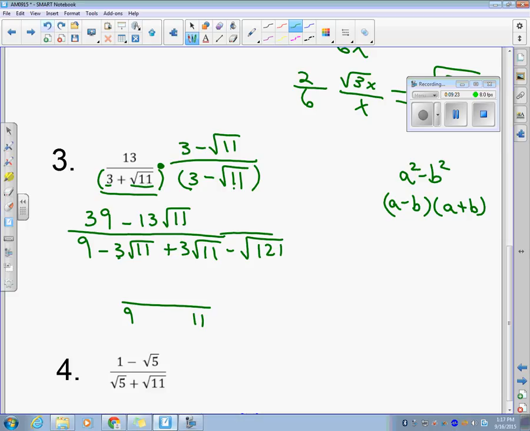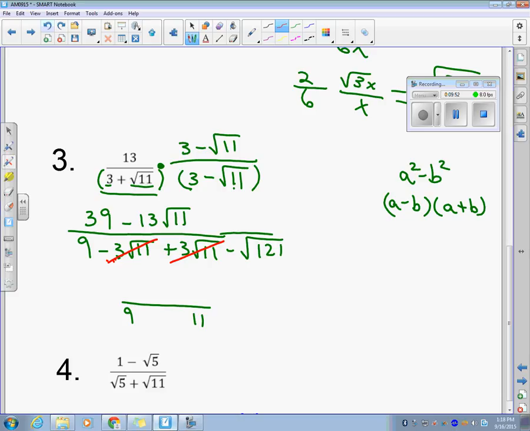What happens to the middle terms here? Isn't the negative 3 square roots of 11 plus 3 square roots of 11 going to cancel out? Isn't that 0 using the additive inverse property? So there is no more radical on the bottom. The radicals all canceled out. That was our goal. If there's a radical on the bottom, you picked the wrong conjugate.